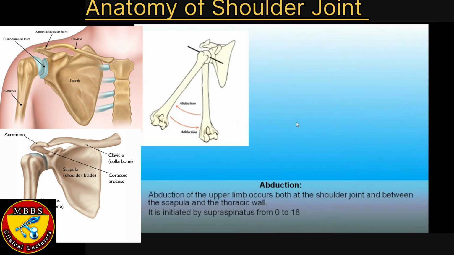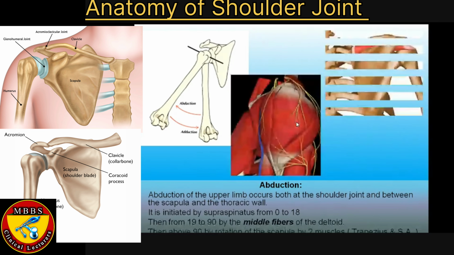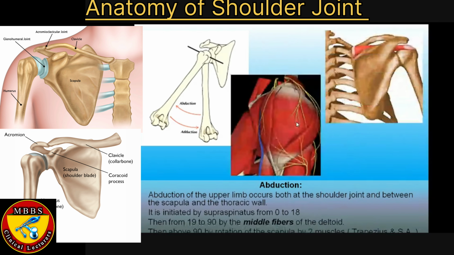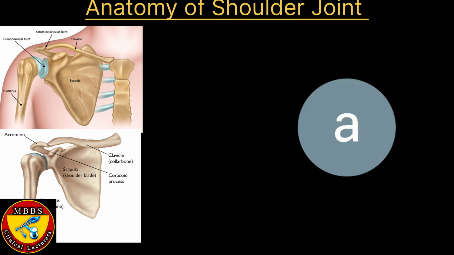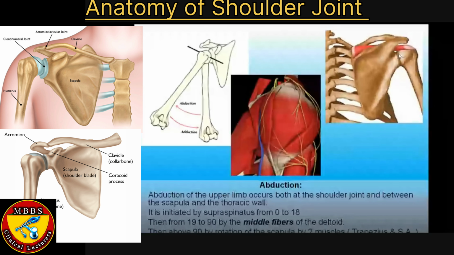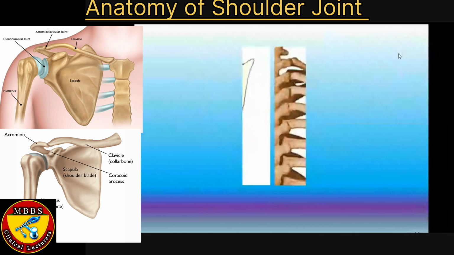Now, this supraspinatus muscle initiates the action of abduction from 0 to 18 degrees, and then it is followed by the middle fibers of the deltoid, which continue this action from 19 to 90 degrees. Then we talk about the overhead abduction. Overhead abduction is only possible when rotation of the scapula occurs, and this rotation of the scapula occurs by the involvement of two muscles, the trapezius and the serratus anterior, which act as the overhead abductors of the arm.